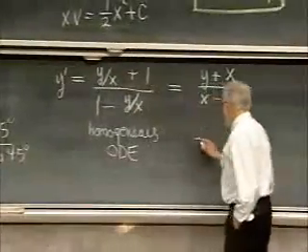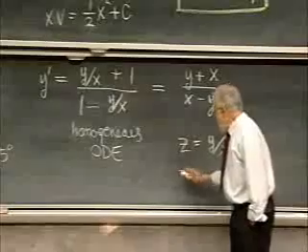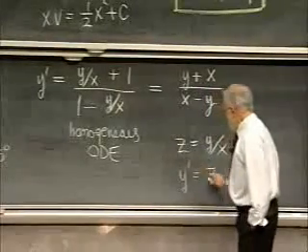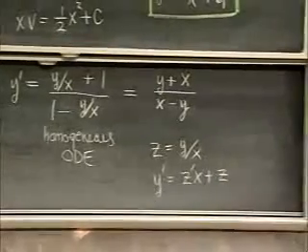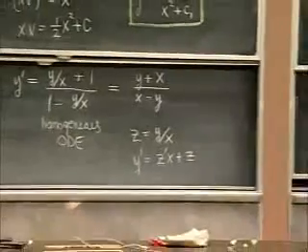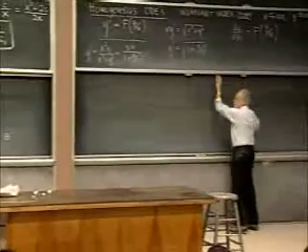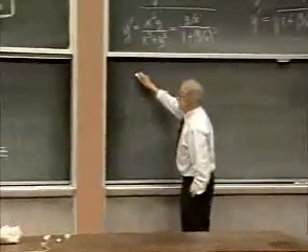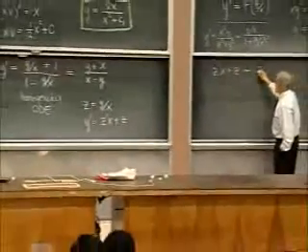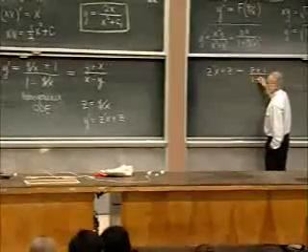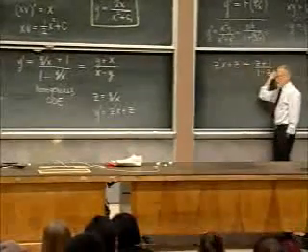We're going to use as the new variable z equals y over x. And as I wrote up there, for y prime we will substitute z prime x plus z. And with that, let's solve it. The equation becomes z prime x plus z is equal to z plus 1 over 1 minus z. We want to separate variables, so you have to put all the z's on one side.